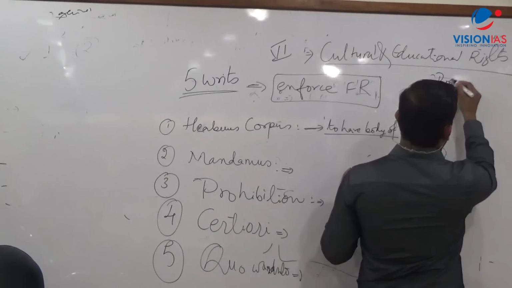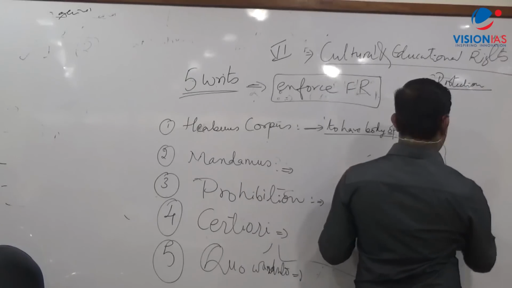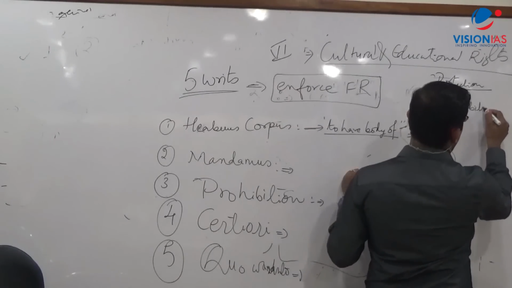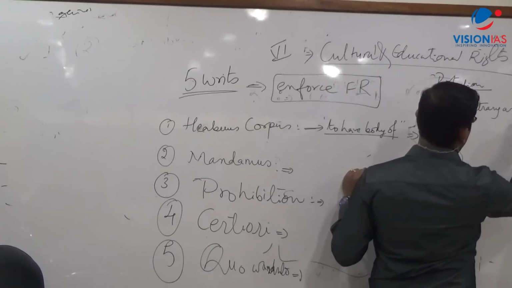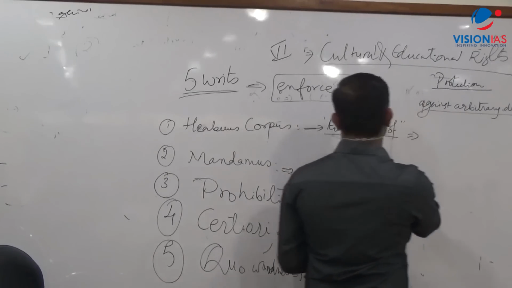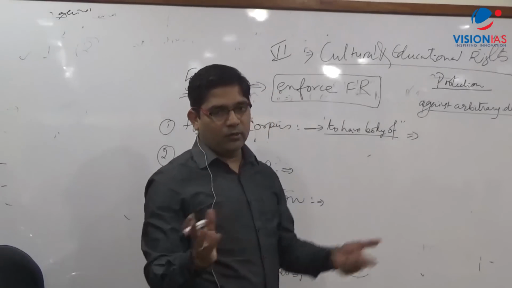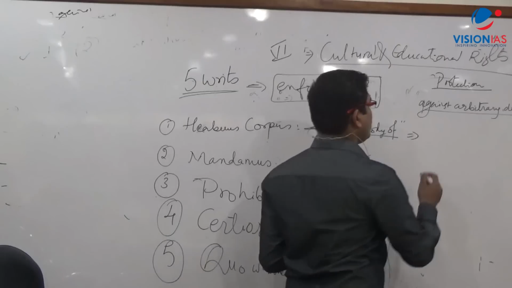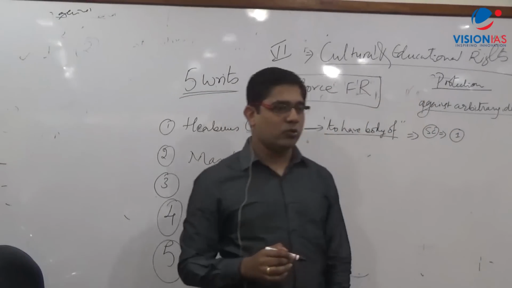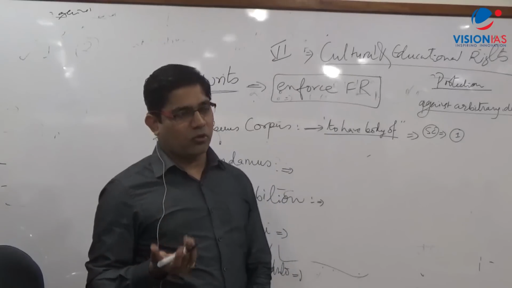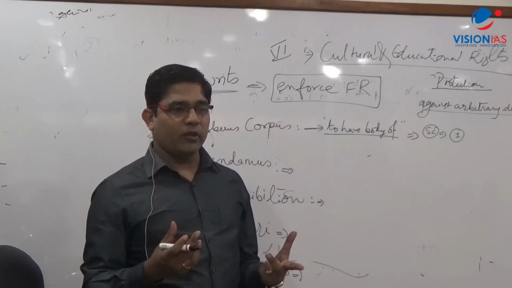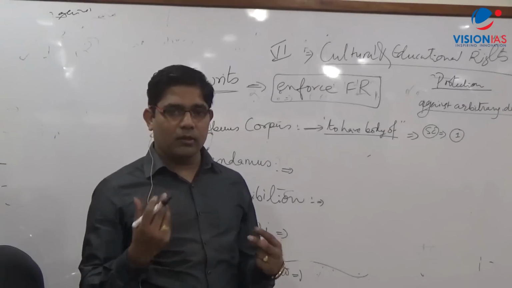So what is the protection here I am writing? What is the protection that has been given under the habeas corpus? Protection is protection against arbitrary arrest or detention. So the court will ask that you bring this person who has been arrested. So the court is asking to have the body of. The person who has been arrested will come in front of the court, and the court will see the legality of such arrest or detention. If it is a legal, genuine detention, the court will say that it's fine. And if it is not, then it will release you.